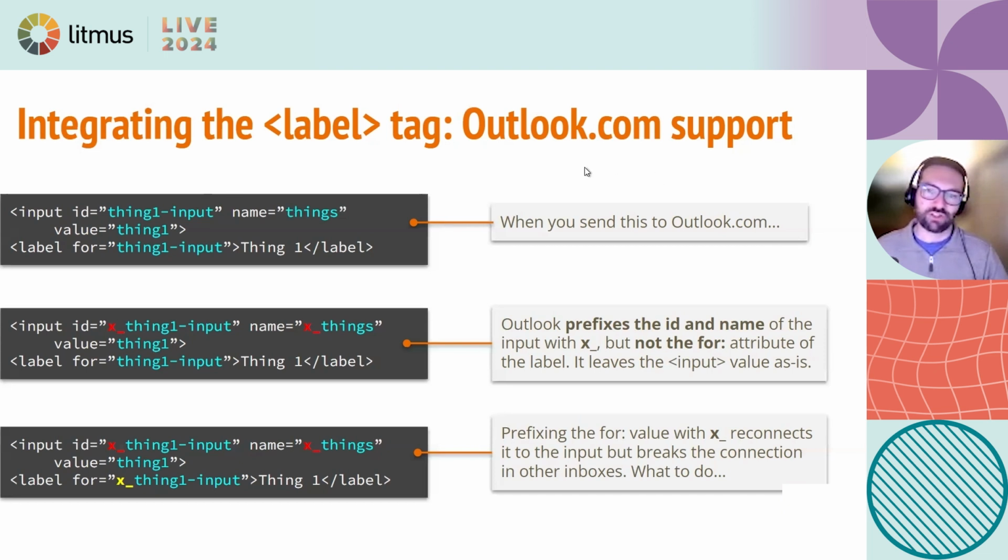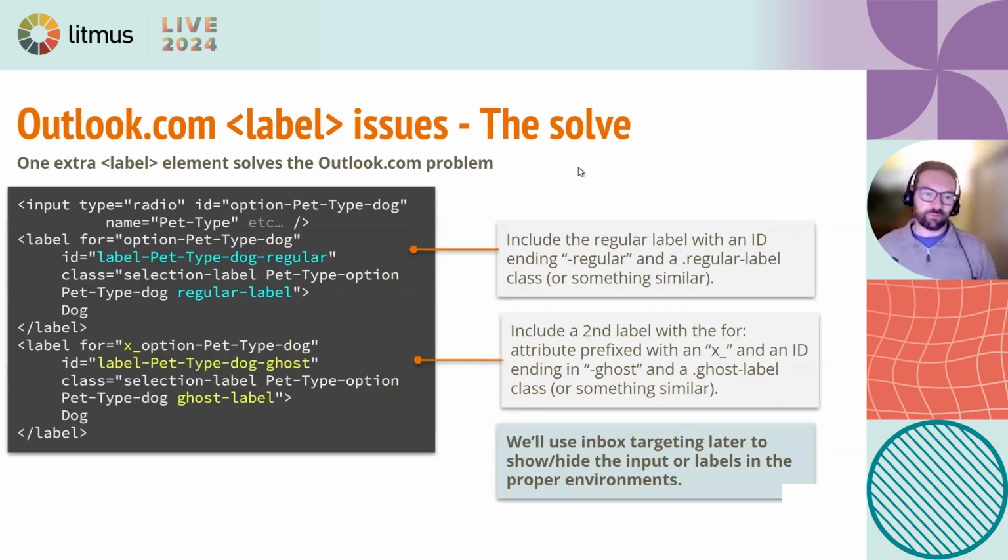So our solution to this problem is a second label. We're going to call it a ghost label, and you just add it right after the first label, and you give it a different ID and a different class. So you can see that the first label we have regular label as the class, second label we have ghost label as the class, and then we have ID label-pet-type-dog-regular, label-pet-type-dog-ghost. So on Outlook.com, we'll hide the regular label and we will show the ghost label, and therefore our connection will be unbroken and our interaction will work.